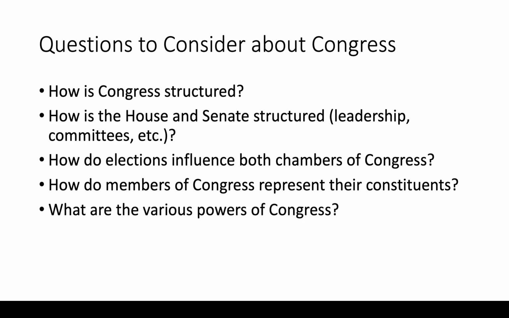And then what are the various powers of Congress? Beyond lawmaking, as I talked about previously, what are some of the other powers that Congress can exercise? And then what's the process of lawmaking? This is a complex and oftentimes what a lot of people think of as a convoluted process. But there's a lot going on when there is the making of law. What is the process behind Congress? You'll get an introduction to that.